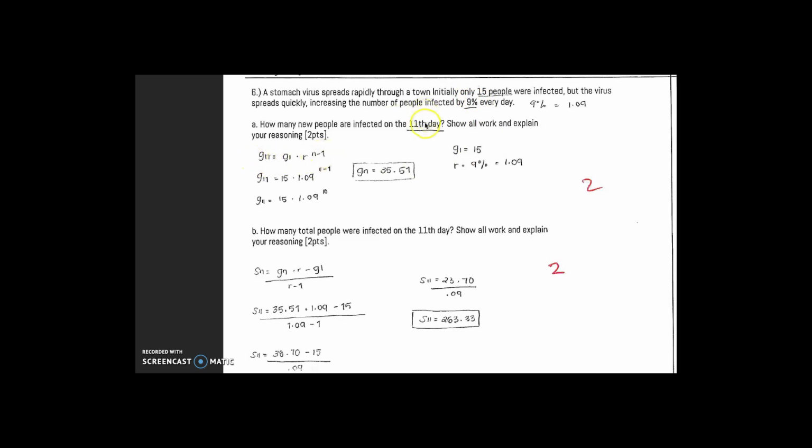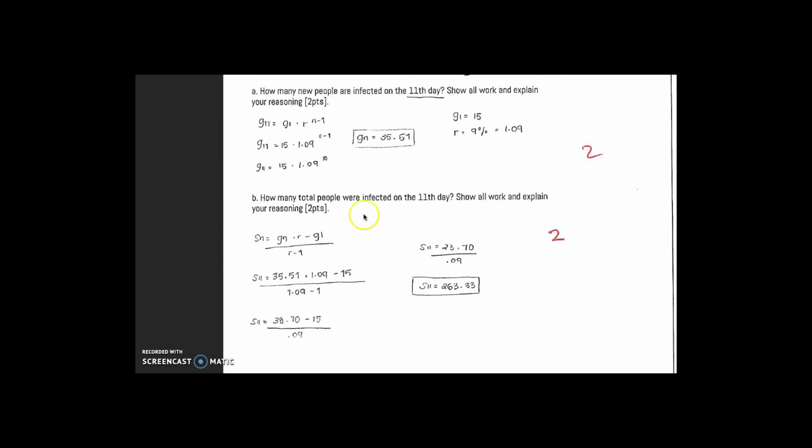Here's a formula. We're trying to find the 11th day. Correct explicit formula here. G1 is 15. Ratio is 1.09. The 11th day, N is your 11. 11 minus 1 is 10. 1.09 to the 10th power times 15 gives you approximately 35.59 people. Approximately 36 people have the virus on the 11th day.